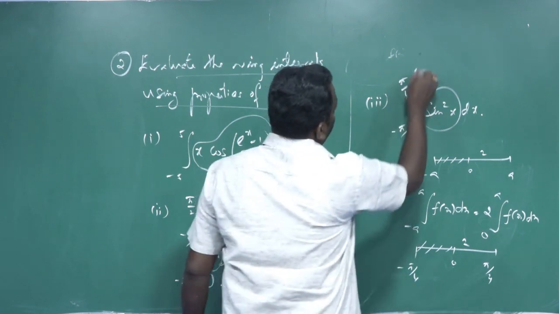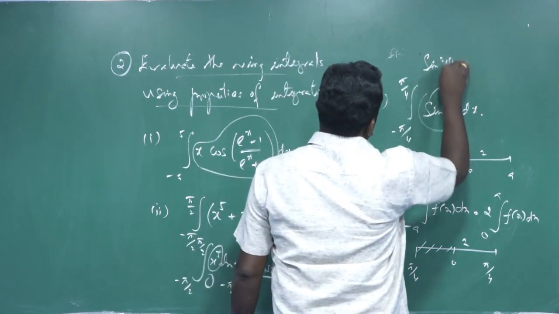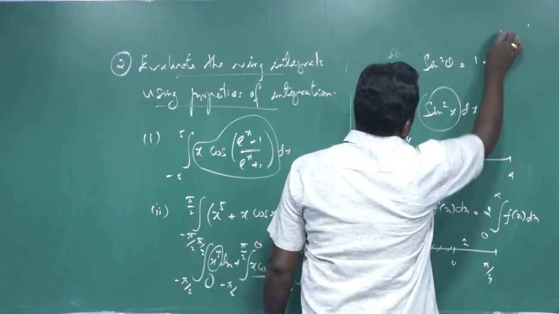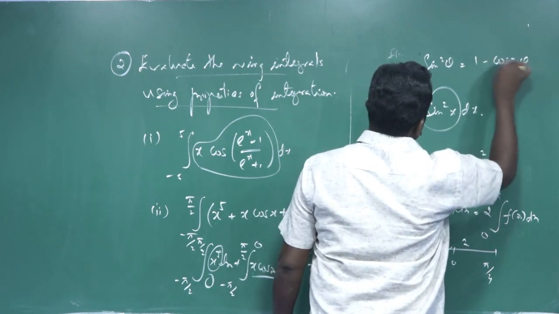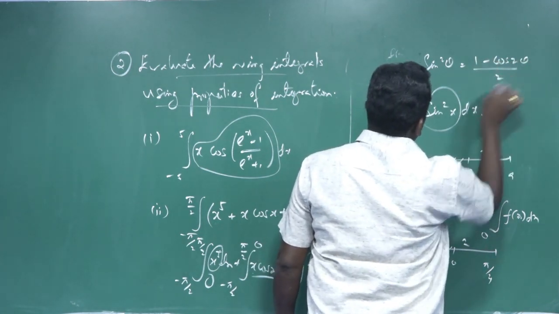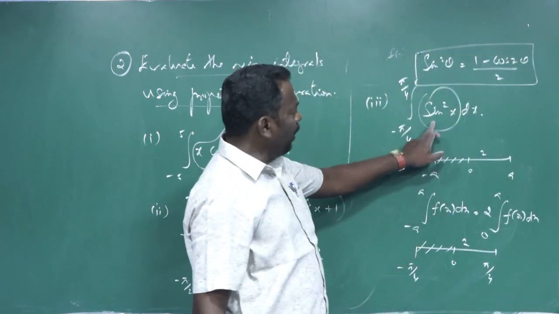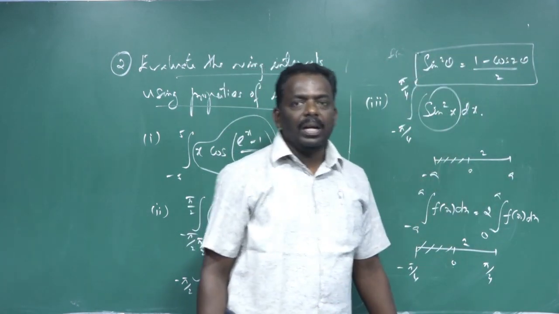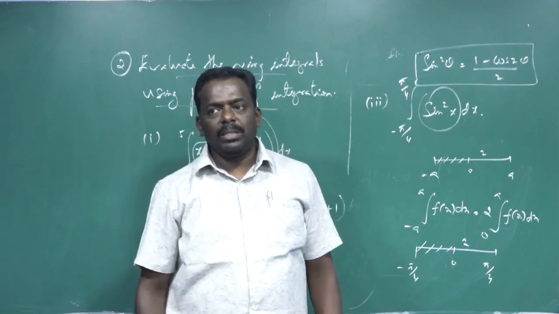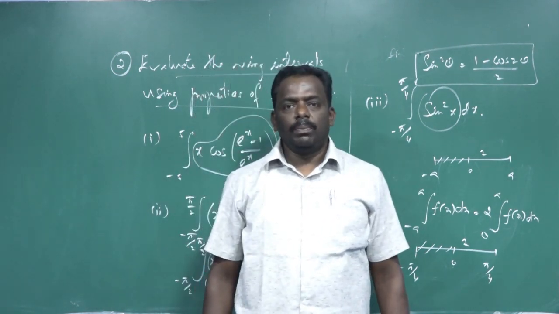After that we can write sin square theta is equal to 1 minus cos 2 theta by 2. Apply this trigonometrical formula for sin square x. Then simplify the final integration value. You try these three sums today as a homework. Thank you, one and all.